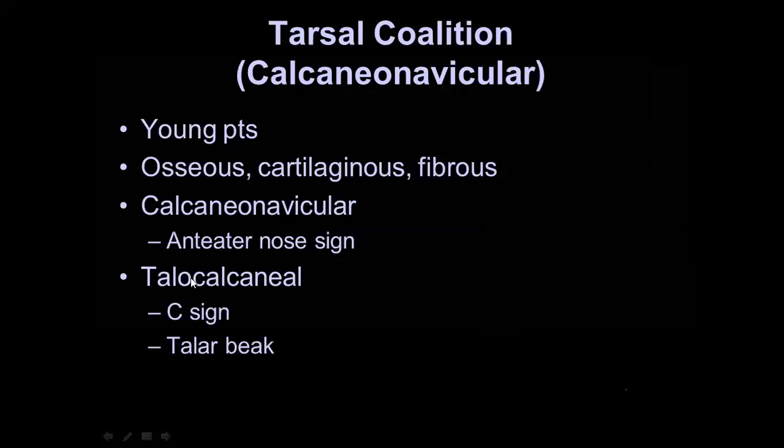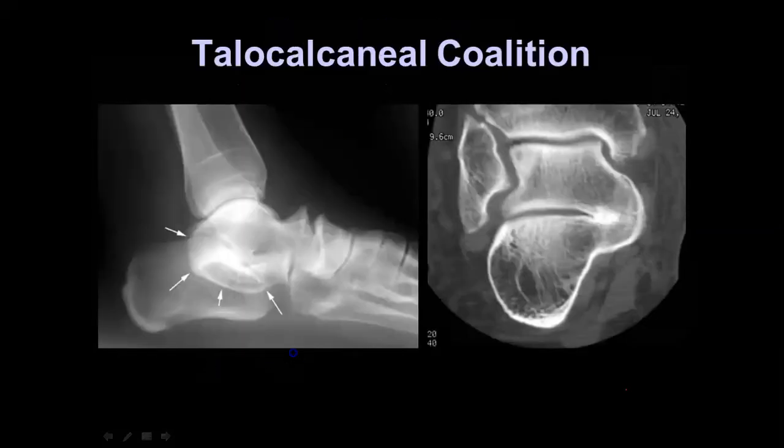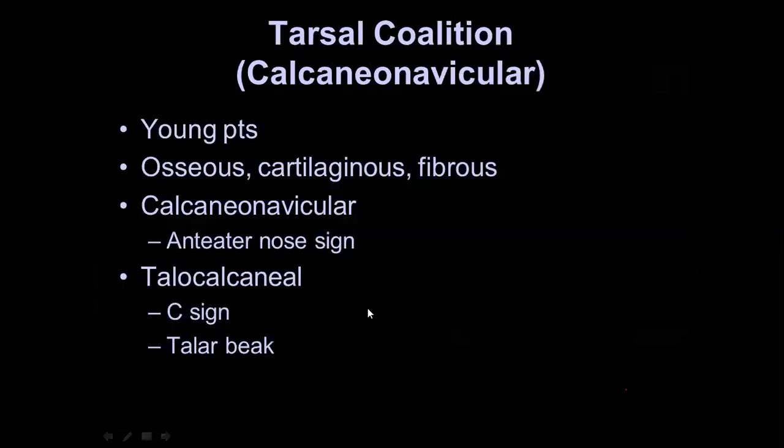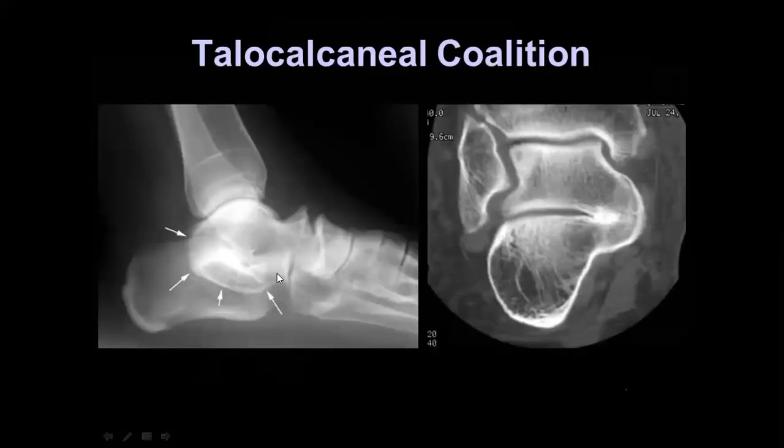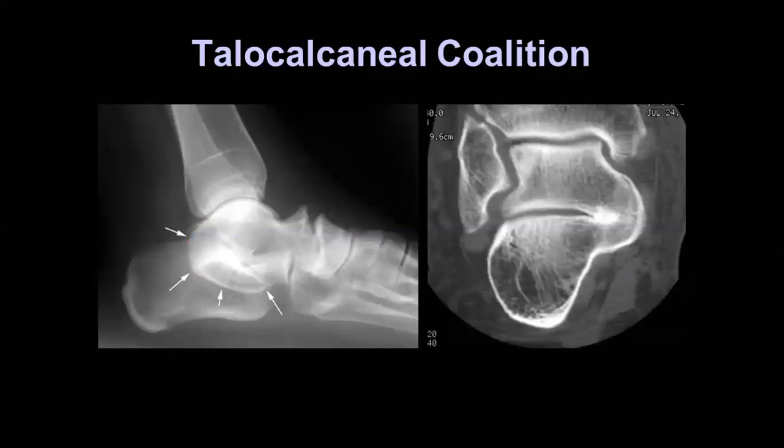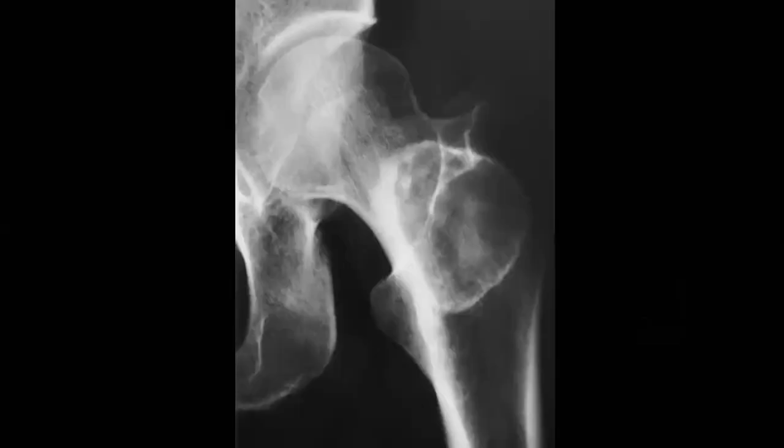There is another type of coalition which is talocalcaneal, with C sign and talar beak, right? So this is what is called talocalcaneal coalition with C appearance, C sign, and this talar beak. Okay. Yes. Talocalcaneal coalition. Yes. C sign.